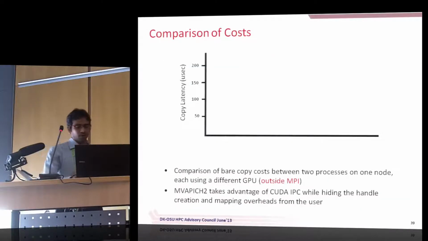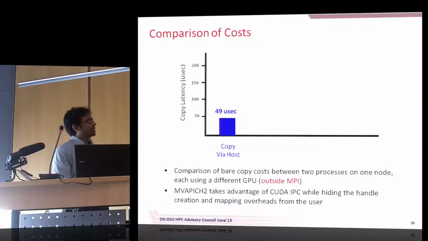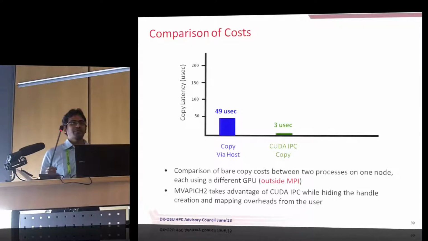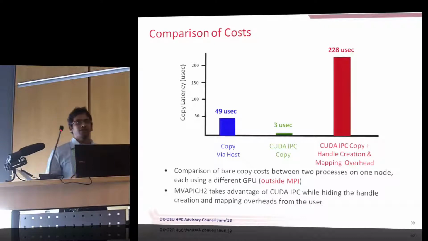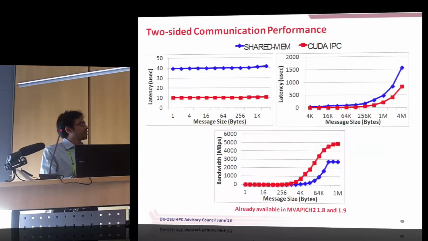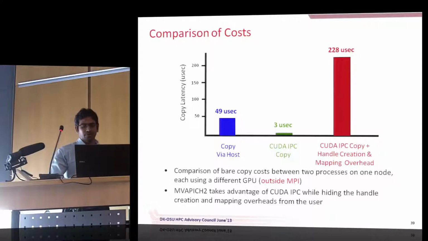Now, if you look at the overall picture of performance, the copy through the host, with an earlier version of CUDA, I think it is 4.0, takes around 49 microseconds. But with the new CUDA IPC, the GPU to GPU transfer takes a mere 3 microseconds. So this is a huge improvement in performance. But if we consider the overhead of creation of handles and the exchange, it takes a very high 200 microseconds. So what we do in MVAPICH2 is to hide this handle creation overhead using caching and double buffering schemes, so that this high latency does not show up to the end user.